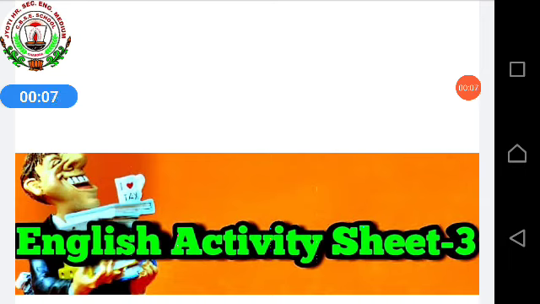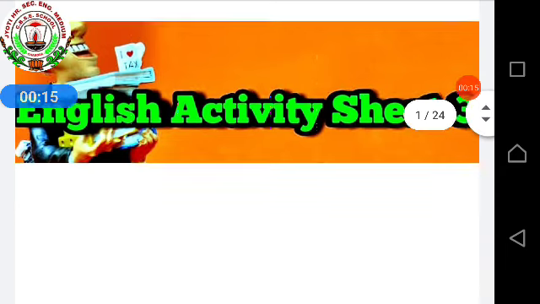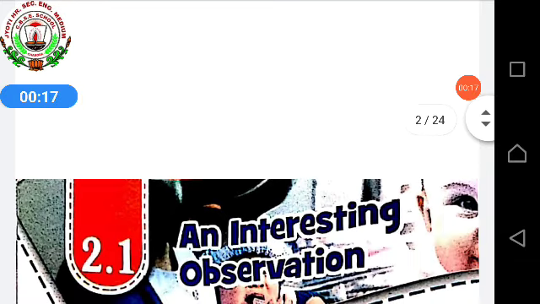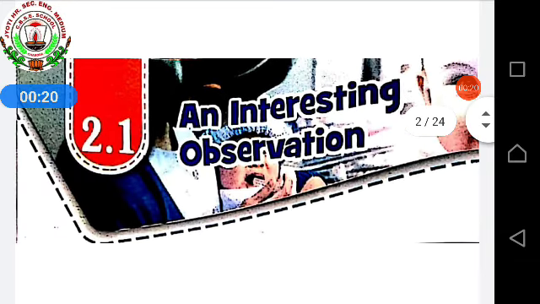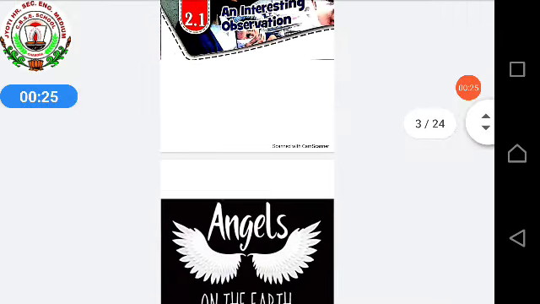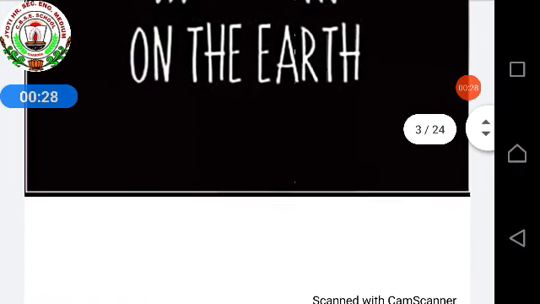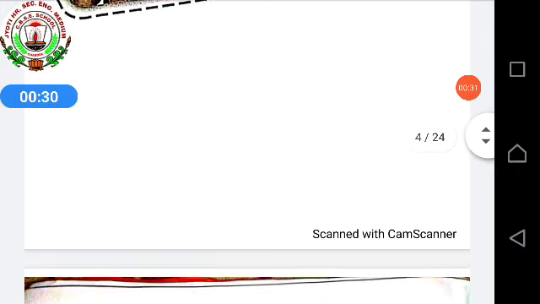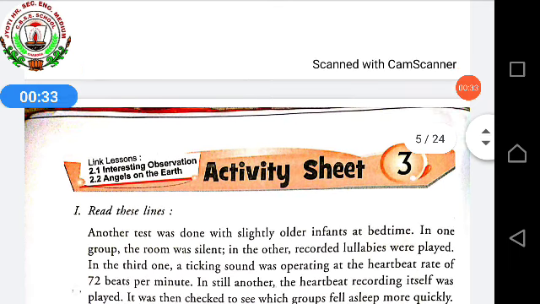Today also we will be continuing with the activity sheet 3. Before that, we'll have a quick revision. Firstly, I told you about the linking chapters, that is 2.1, an interesting observation, and 2.2, angels on the earth. These two are the linking chapters of your activity sheet 3, and all the questions in activity sheet 3 are related to chapters 2.1 and 2.2.